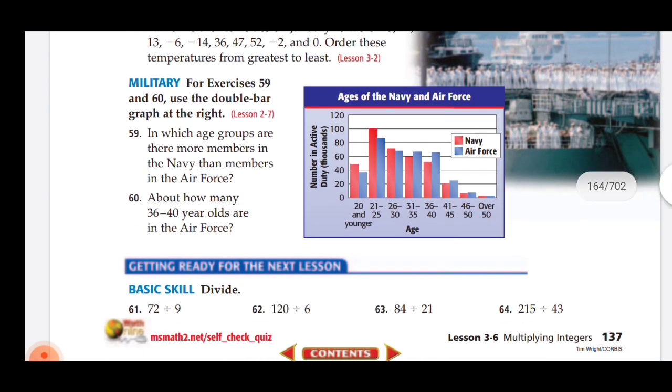Military. For exercises 59 and 60, use the double bar graph at the right. 59. In which age group are there more members in the Navy than members in the Air Force? 60. About how many 36 to 40 years old are in the Air Force?